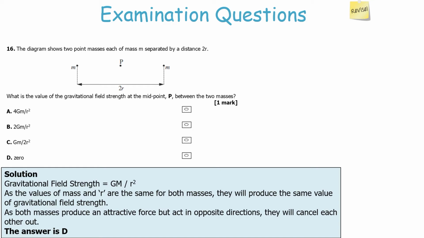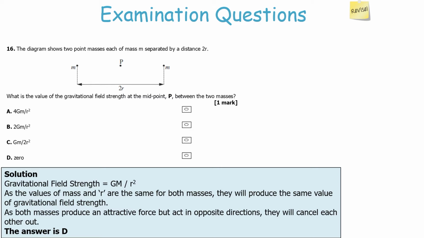Now if we have it at the dead center at P, we know that the values of mass for both of the masses are the same, because it tells you that they're each of mass m, and their value of r is the same because they are each the same distance from P, r. They will produce the same value of gravitational field strength because G is a constant.